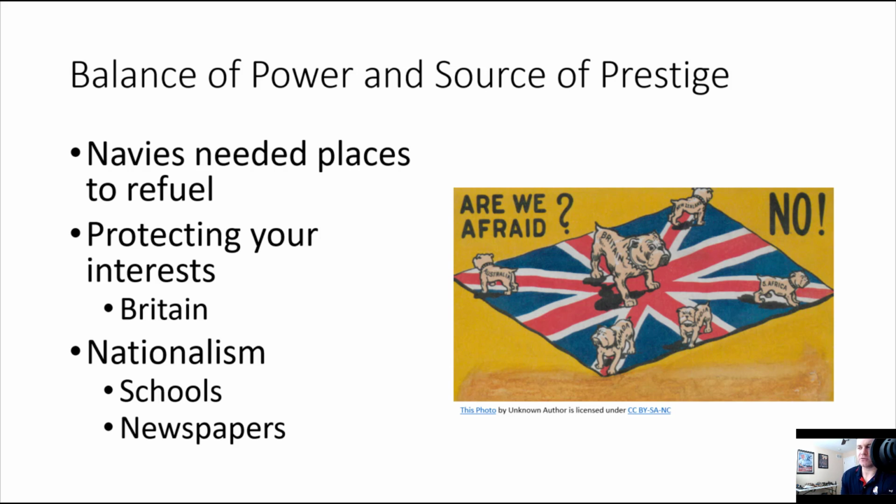prevent areas where countries like Russia or France or other European nations could spread their influence. And you're basically just sitting there trying to protect the thing that you have. Nationalism is the other thing that we talk about in terms of trying to have imperialism go on.